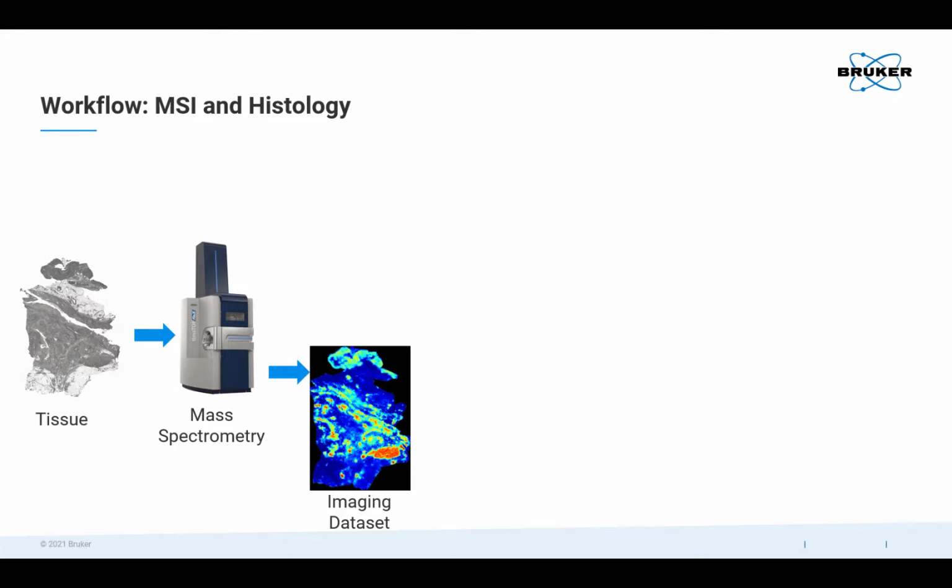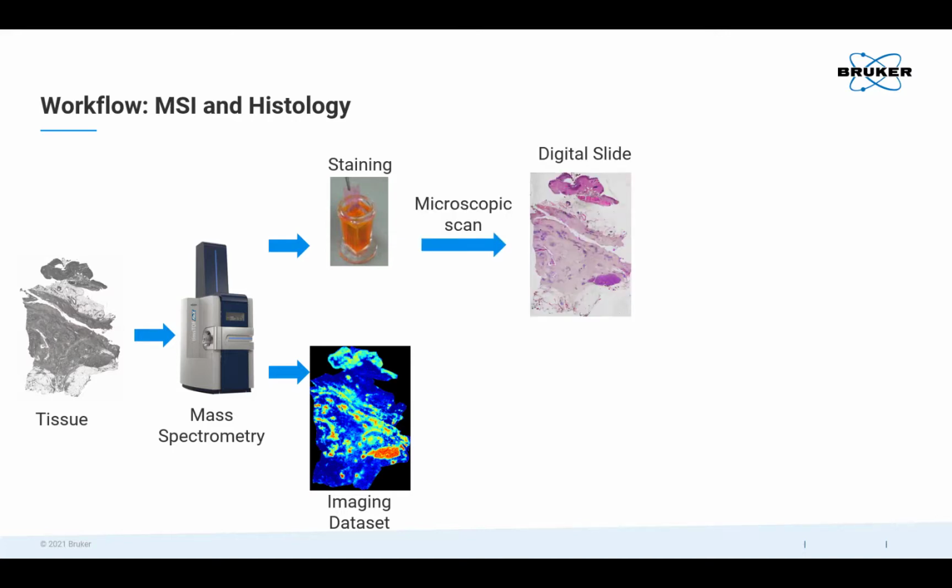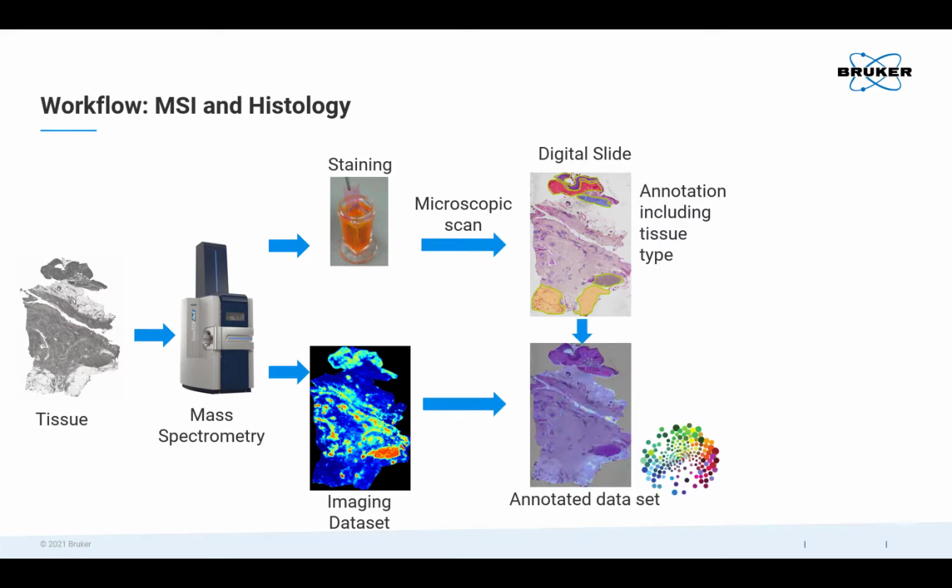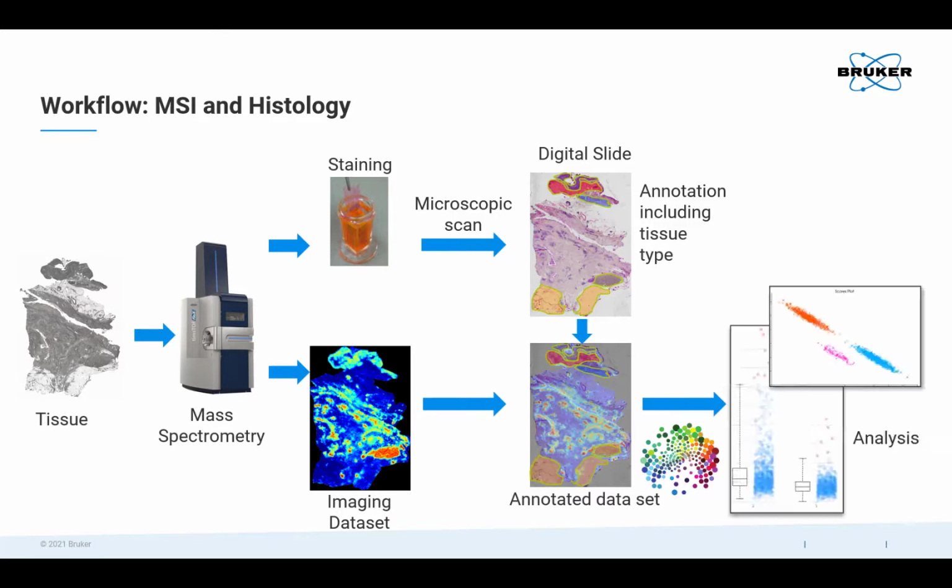Now, the same sample is taken out and stained for microscopy. Then the sample is scanned in a microscopic slide scanner and we obtain a digital slide. Based on the histology, annotations can now be made, and these annotations typically include metadata such as the tissue type. The annotated microscopic image can then be co-registered to the imaging dataset, and we get an annotated dataset, and with this annotated dataset we can do all kinds of supervised and unsupervised analysis.